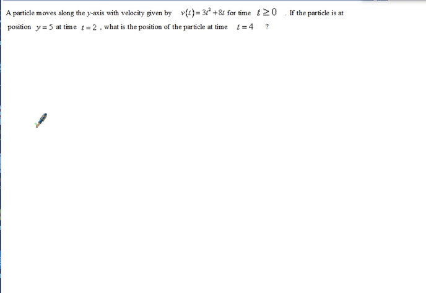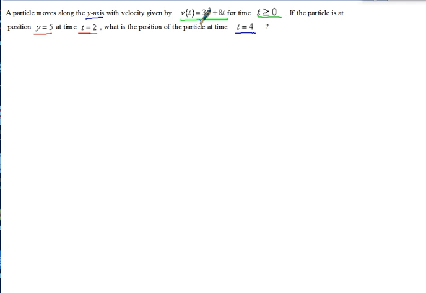So this one says the particle moves along the y-axis with a velocity given by this function for time greater than or equal to 0. If the particle is at position y equals 5 at time 2, what's the position of the particle at time 4? Okay. So again, to recognize this as initial plus change, you can do that because we're looking for one point on the position function. We have one point on the position function, and we need its derivative. Well, remember the derivative of position is velocity, and we have that as well. So this is an initial plus change.